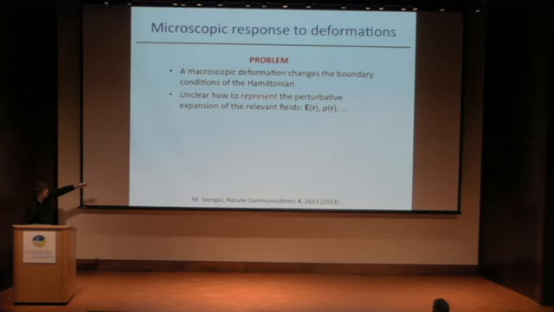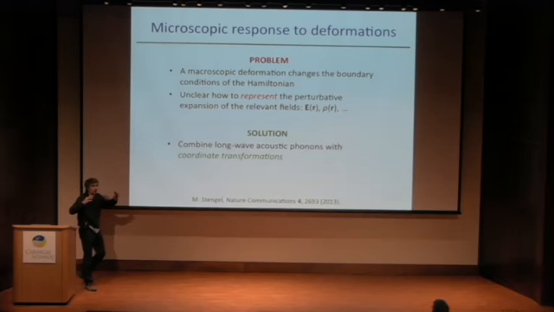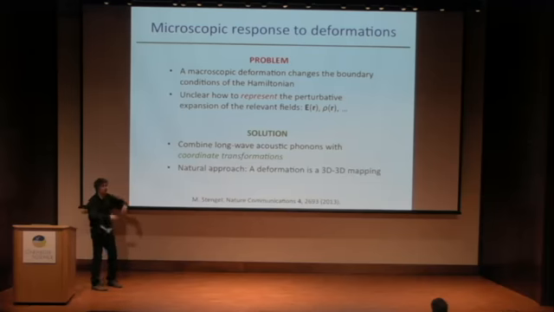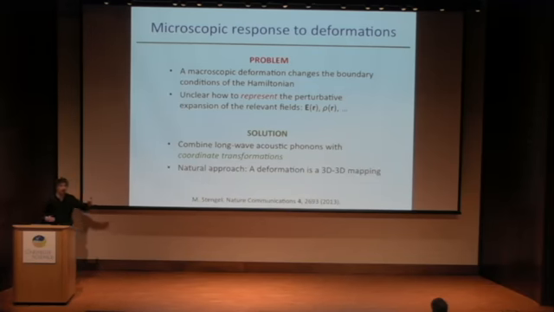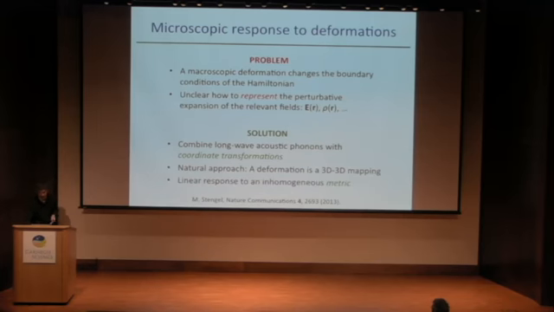So we need to do something in order to find a correct representation for these response functions that need to be microscopic. The solution is to combine the long-wave acoustic phonons I told you before with coordinate transformations to define these quantities in a sort of frame that is compliant with the deformation. And this is actually a natural approach, because you can think of a deformation as a 3D mapping from the unperturbed system to the final state, a function that goes from R to R prime. And then we don't need to worry about where the material has gone, but we just need to calculate the linear response to an inhomogeneous metric.